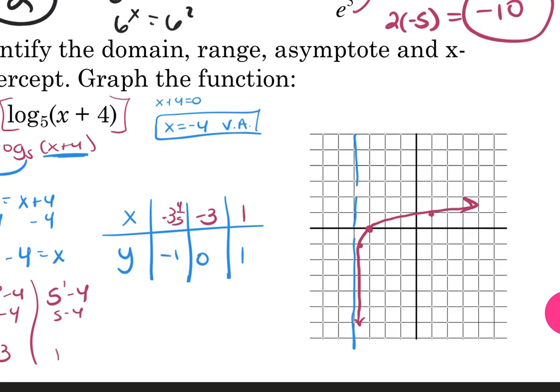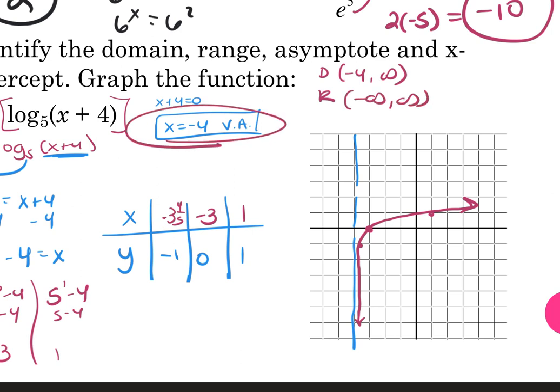So what's your domain here? Close. Where's the vertical asymptote? Negative 4. So negative 4 to positive infinity. What's the range? All real numbers. Good. My vertical asymptote I already have. My x-intercept I can either get from my graph or from the center point on my t-chart, negative 3, 0.